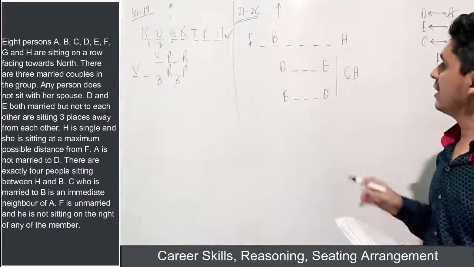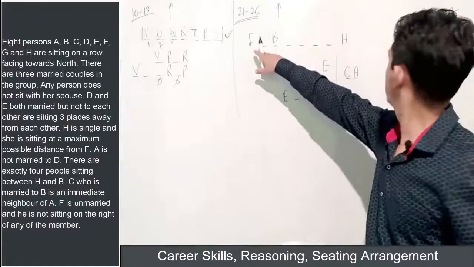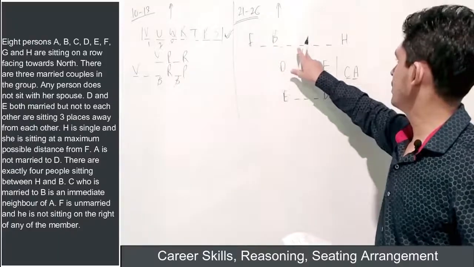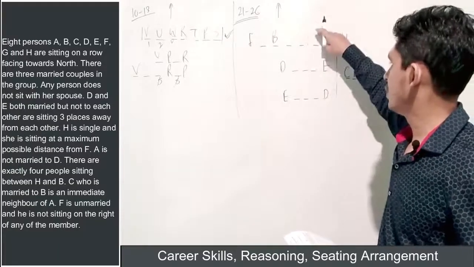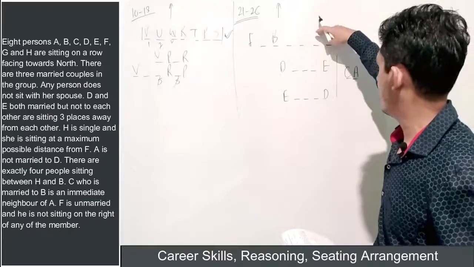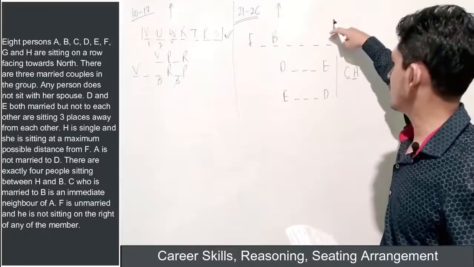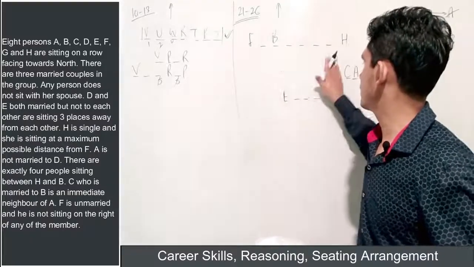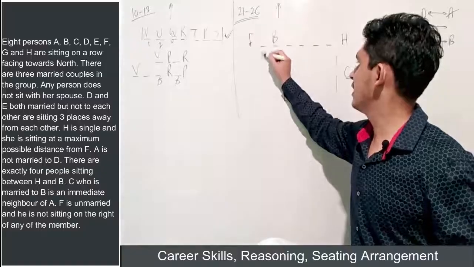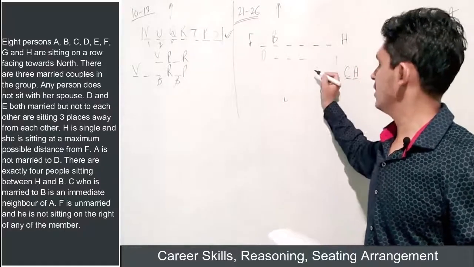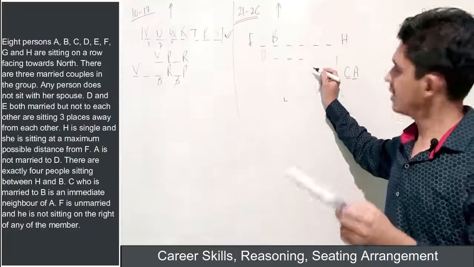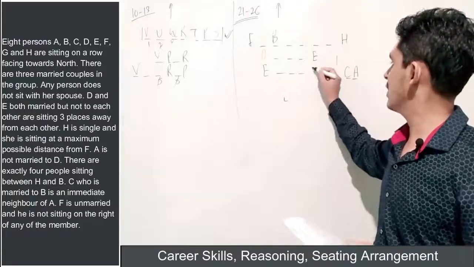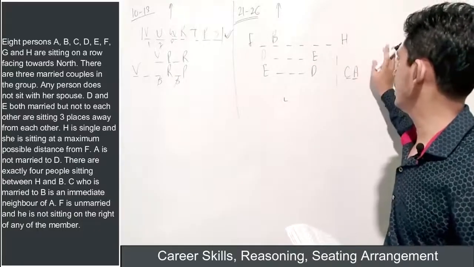Okay, so if we place D here, thereafter a gap of 3, 1 2 3, E must be here. Okay, and if we place E here, so E cannot be here, D cannot be here. That means we just place like this, like D and the gap of 3 thereafter E, or E the gap of 3 thereafter D. Any of the two statements is correct.